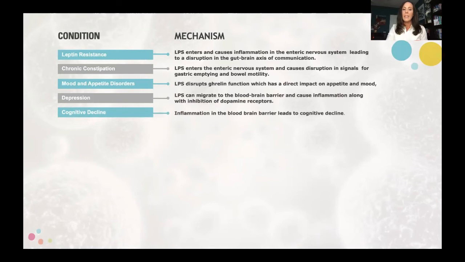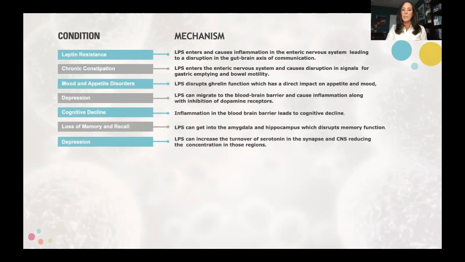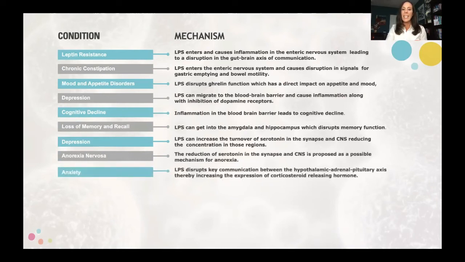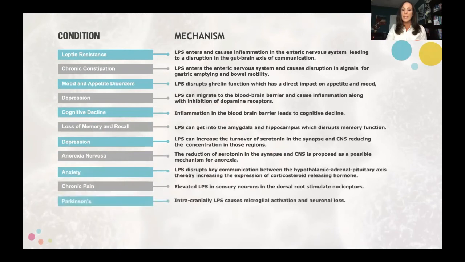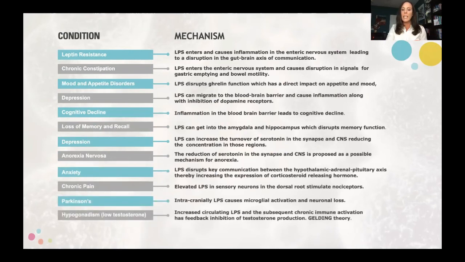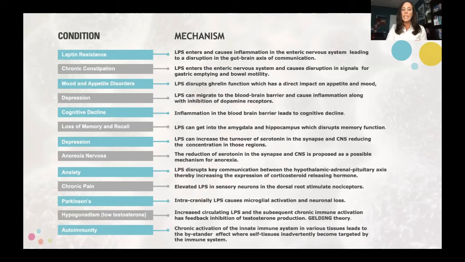Cognitive decline, again, inflammation in the blood-brain barrier. Loss of memory and recall, amygdala, hippocampal damage. Depression causes turnover of serotonin in the synapse and CNS, reducing the concentration in those regions. Even eating disorders, anxiety disorders, chronic pain, Parkinson's, even low testosterone in men has been linked to circulating lipopolysaccharides. And autoimmunity, as we've well established the link between autoimmunity and LPS as a trigger. So chronic activation of the innate immune system in various tissues leads to the bystander effect, where self-tissues inadvertently become targeted by the immune system, leading to autoimmunity.